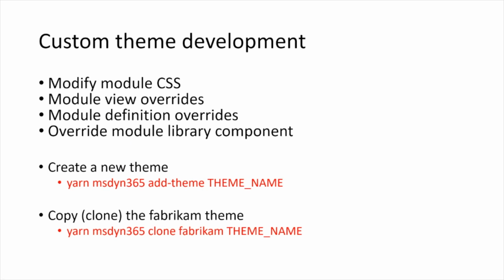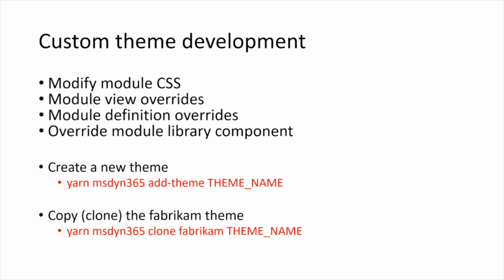The purpose of a theme is to basically house all of your module CSS. And then we also have a few other features it provides, which is a module view override. So not only can you change your CSS, you can actually change the HTML, so the layout, so that you can't do with CSS changes alone. You can also change the module definition override, and you can override the module library component. I'm going to go into each of these to show you what I mean.